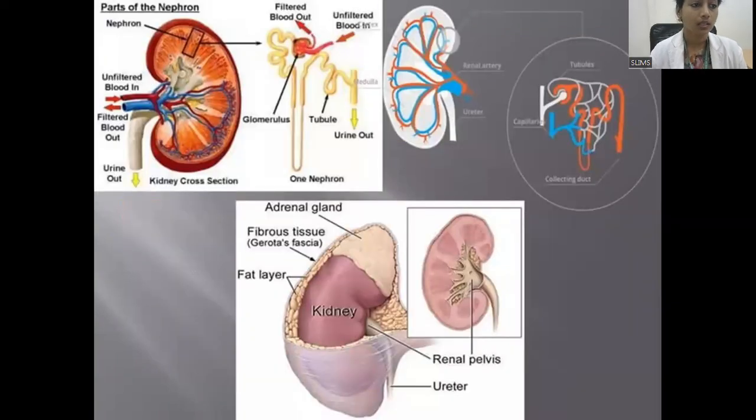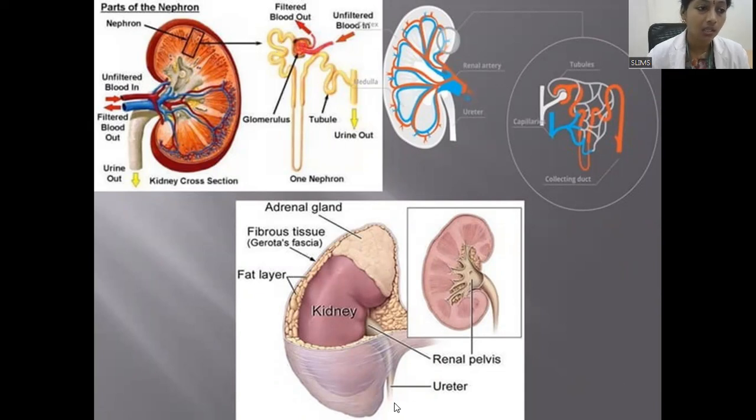Here, what are the parts of the nephron? Here we can see the glomerular filtration rate, where glomerular filtration is affected. Due to infections, there is damage to the capillaries. So it causes retention of nitrogenous waste products in the blood, which leads to kidney failure. That is the infection and inflammation, nephritis.